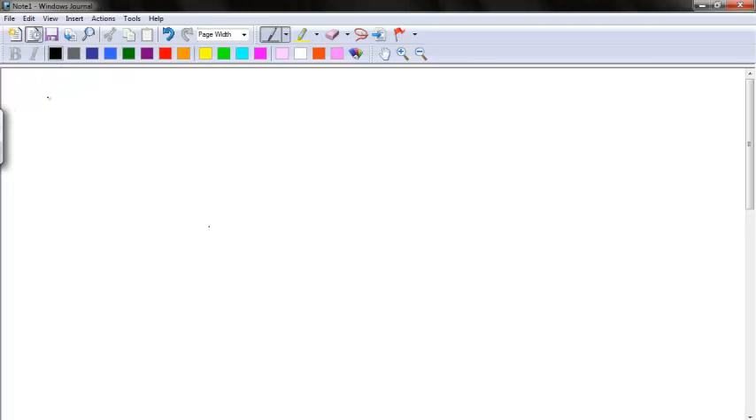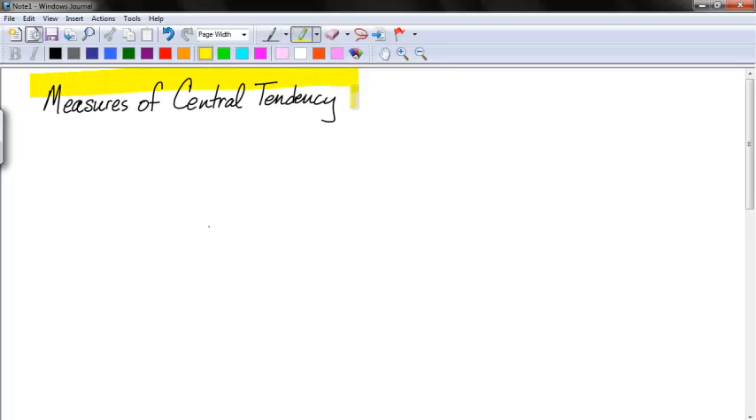Okay, so put this in. We're going to talk about measures of central tendency and measures of variability in statistics. Most of you know what the measures of central tendency are. You've just never heard that phrase. Measures of central tendency are the mean, the median, and the mode.